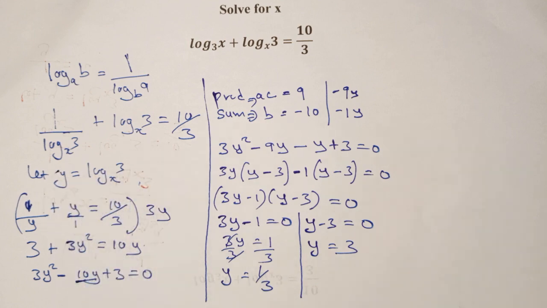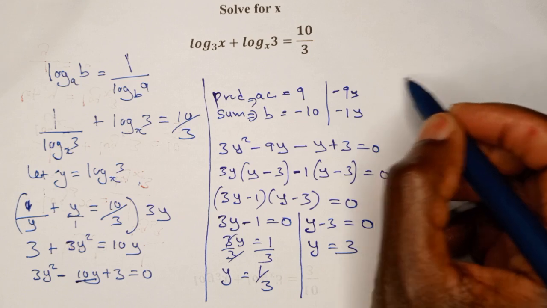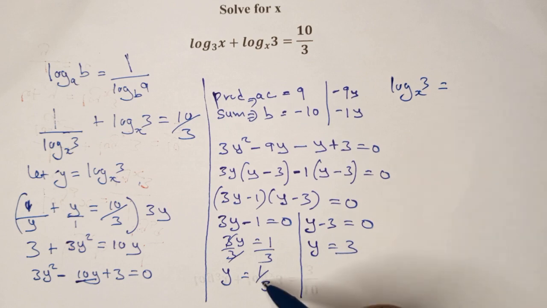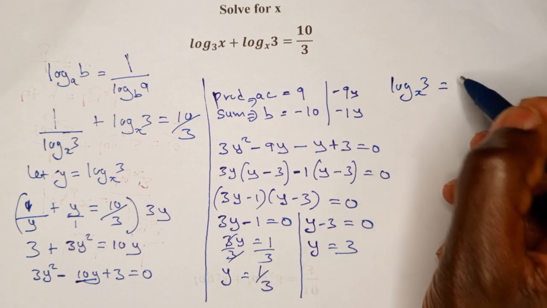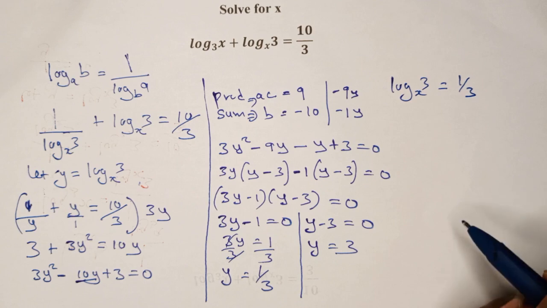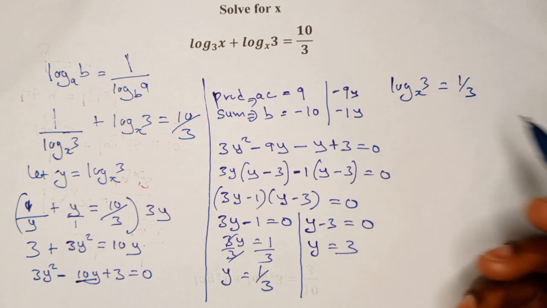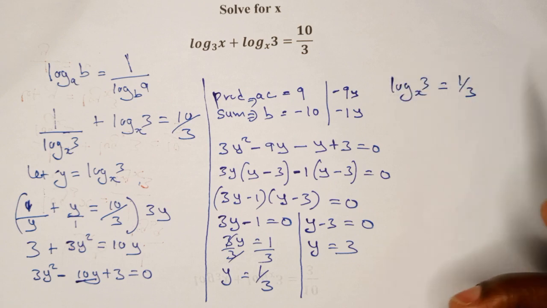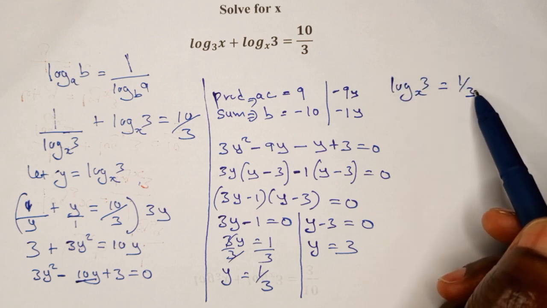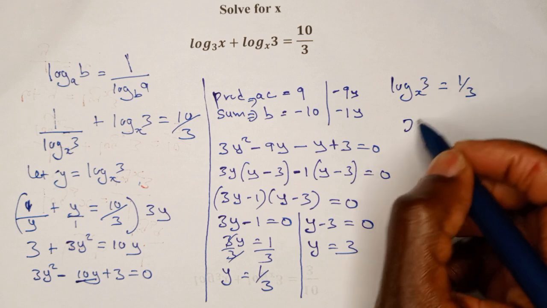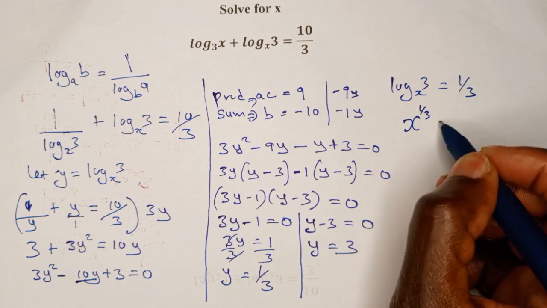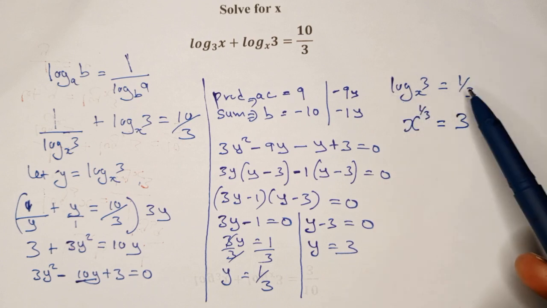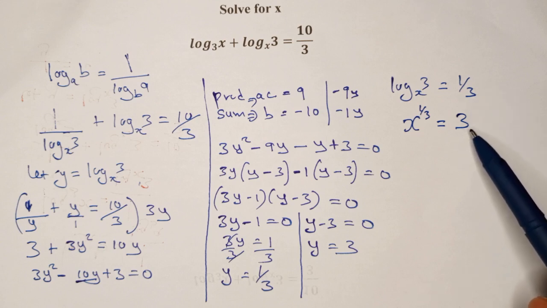So we come back here and we say now log 3 to base x is equal to either this one or this one. We start with 1 over 3, when y is 1 over 3. This is log notation. We can write this one as index notation. This is the base, this is the power, and this is the log. So we say x to the power 1 over 3 is equal to 3. So we have changed this one from log notation to index notation.